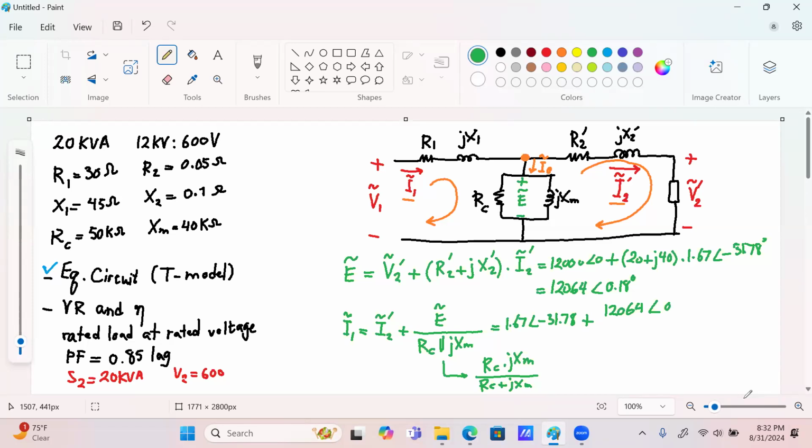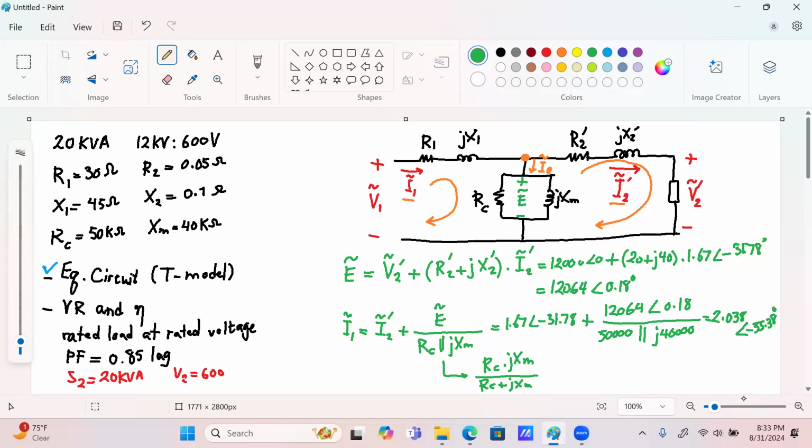12,064 with angle 0.18 divided by 50,000 parallel with j40,000. This is going to be 2.038 with angle minus 35.38 degrees.